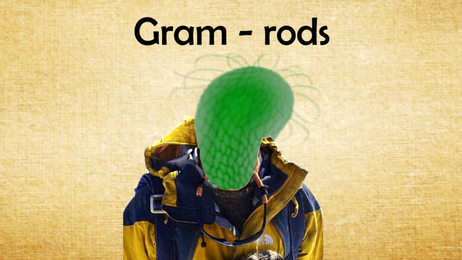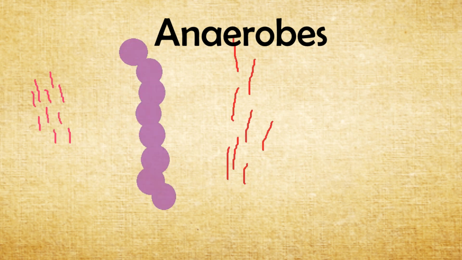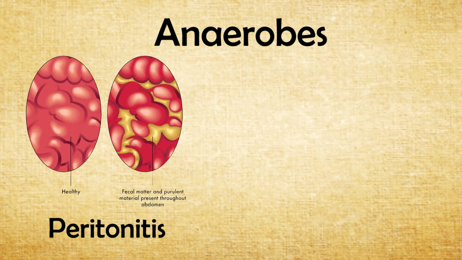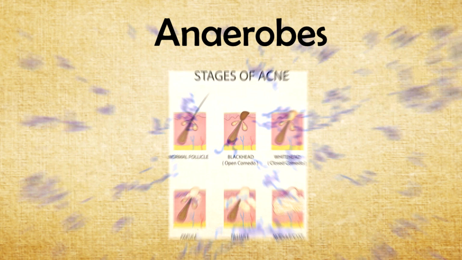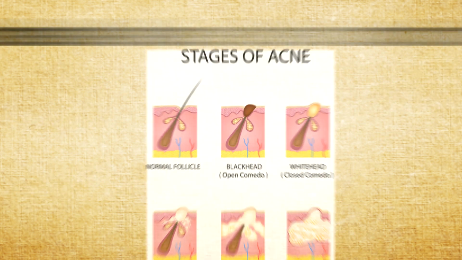Now the next major group are anaerobes. These include Bacteroides, Peptostreptococci, Fusobacteria, and Clostridia. They cause intra-abdominal and pelvic infections, gas gangrene, or there's another representative, Propionibacterium acnes, which, if you could tell, causes acne.